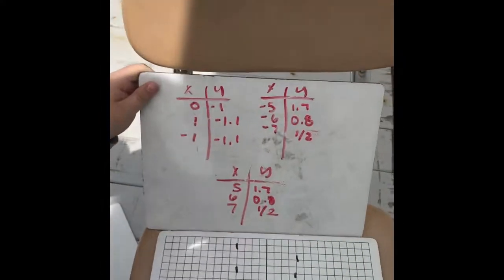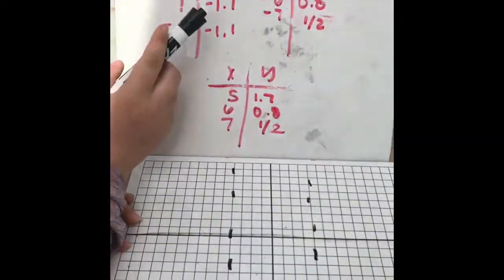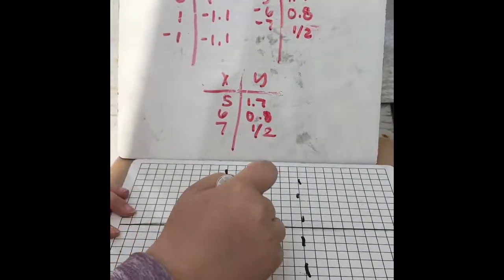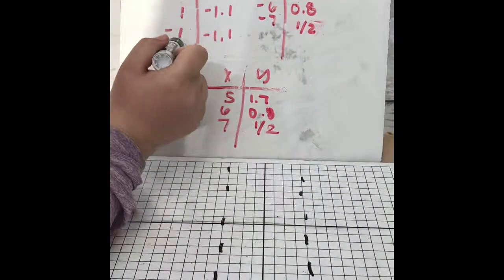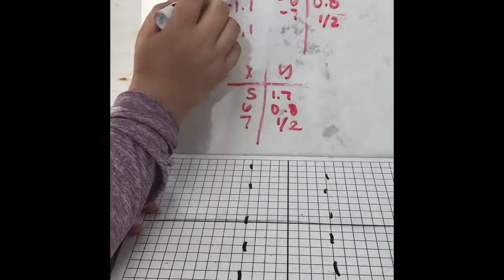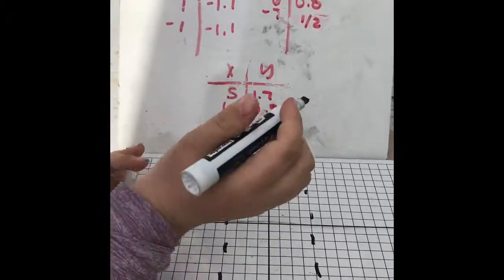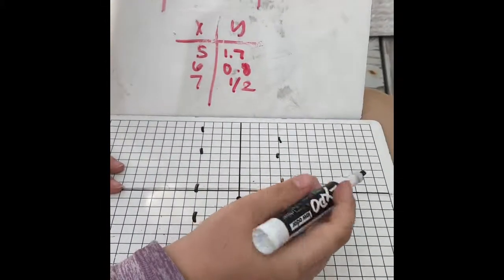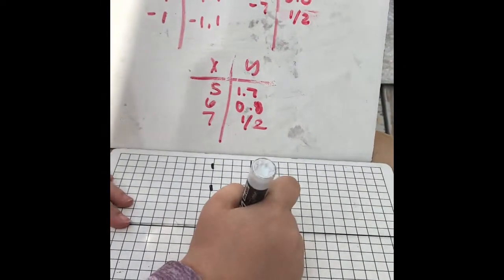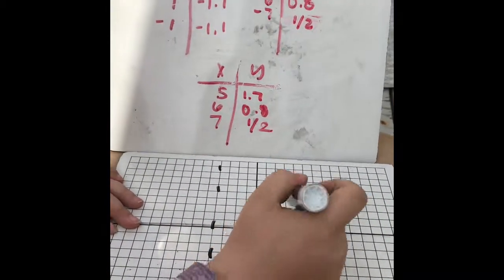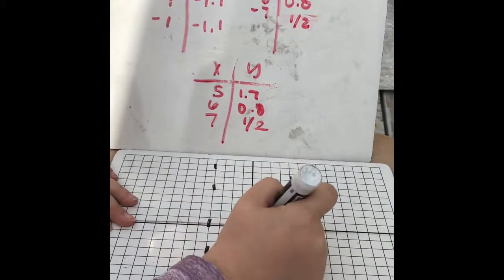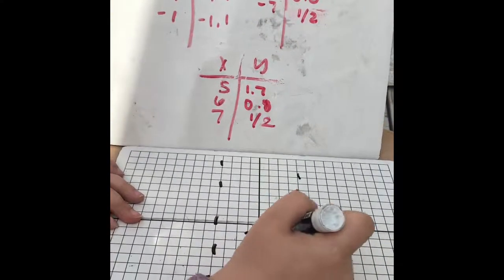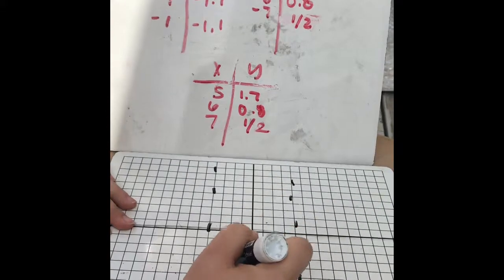So we're going to start off with 0, 1, and negative 1. To get our points, all we did was we took points off the graph, so 0, 1, and negative 1 for x, and we plugged into the equation and got our y value out of it. So for 0, it's negative 1. For 1, it's negative 1.1. And then for negative 1, it's negative 1.1. Goes like this.